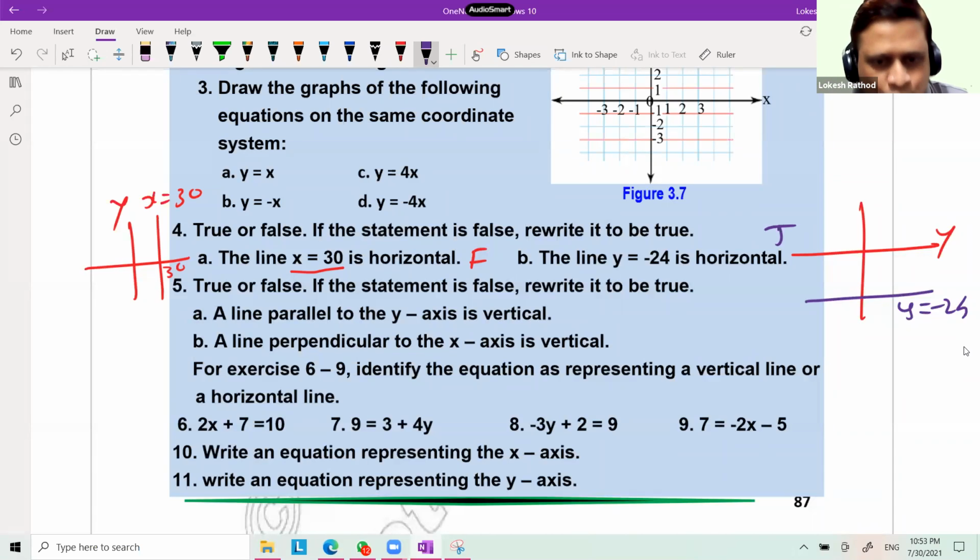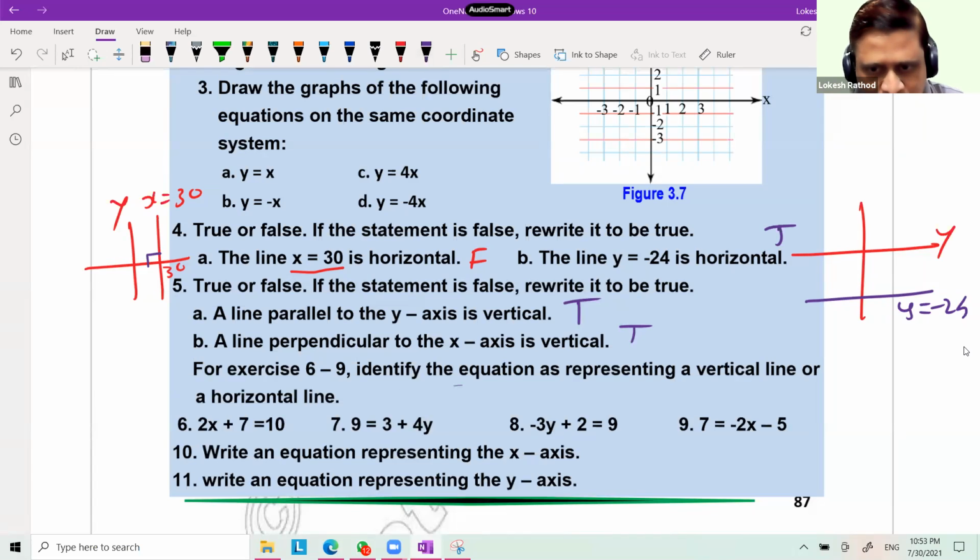A line parallel to the y-axis is vertical. So a line parallel to the y-axis is like this, and that is vertical too. Fine. A line perpendicular to the x-axis is vertical. The x-axis is this, perpendicular to this is this. So obviously it's true also. Perpendicular to the x-axis is vertical.